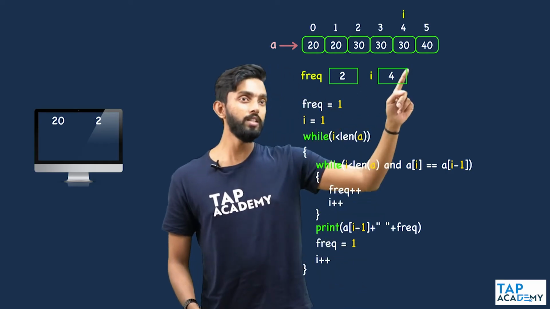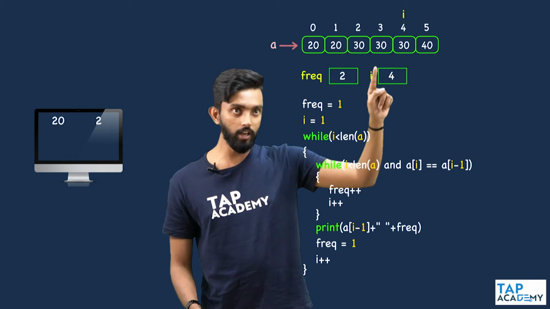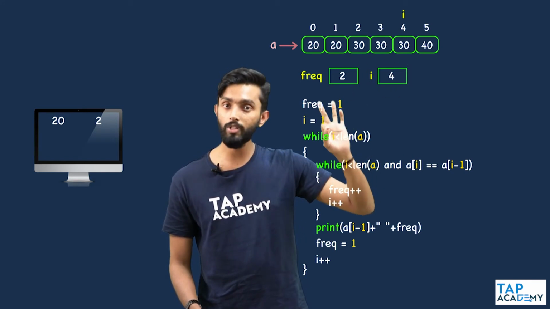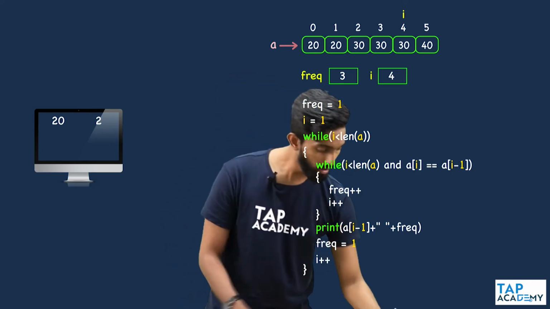Again check. Is I inside the boundary? Yes. Is it equal to the previous element? Yes. Yes means 30 has occurred again. Increment frequency. Frequency becomes 3. Move I forward. I moves forward.